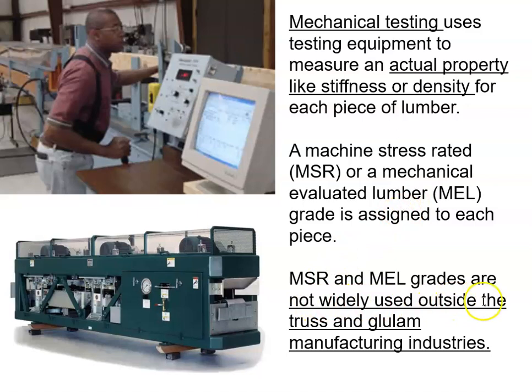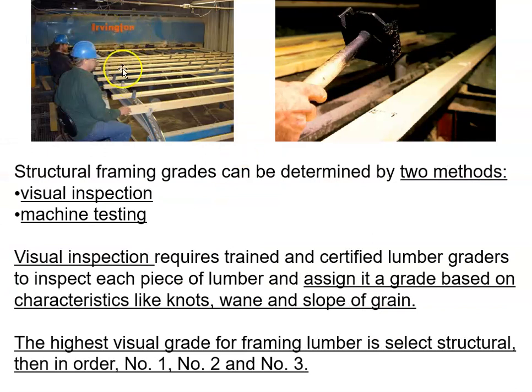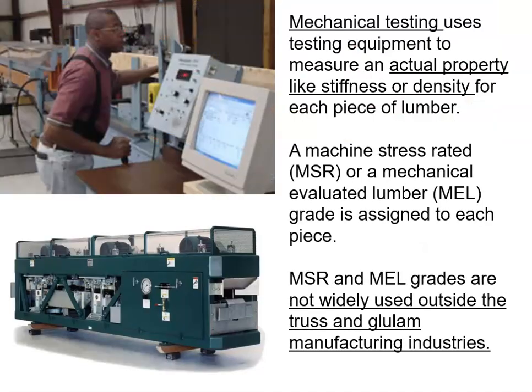So not used widely outside of the truss and glulam manufacturing industries. So typically our dimensional 2x4s and lumber that we find at the Home Depot have been visually graded. When we're talking about engineered lumber, it's been through this process here.